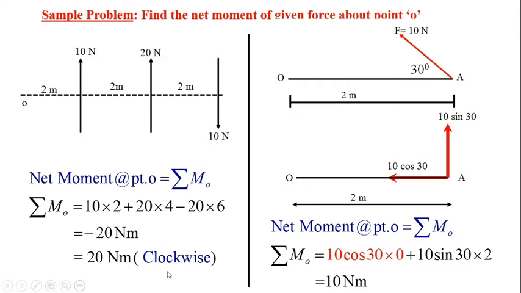So, in the first problem we have to determine net moment about point O. Here point O is given and we have to calculate the algebraic sum of moments of all these forces. So, net moment about point O is equal to summation M about point O, where O is the suffix.